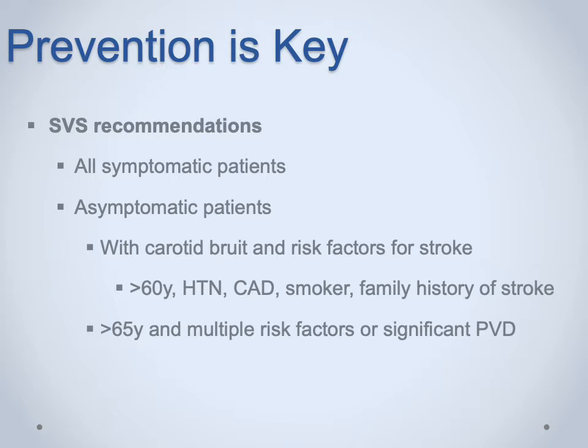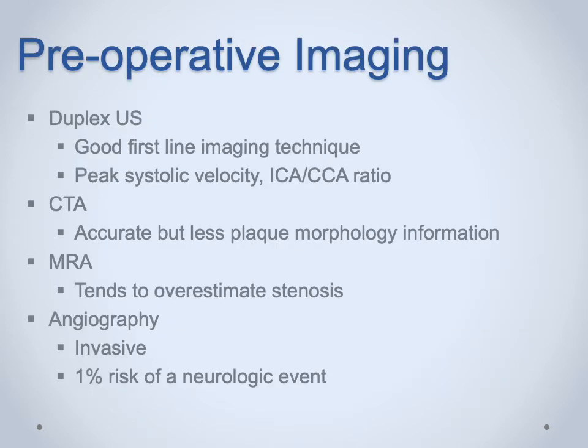So when we decide to intervene on a carotid, it's important we get excellent preoperative imaging. Duplex ultrasound is the good first-line imaging technique. It is really important because it doesn't provide any ionizing radiation, and we're able to assess the velocities within the common carotid, oftentimes the aortic arch, and the internal carotid artery. When we get a duplex ultrasound, what we're primarily looking for is the ratio of the internal carotid artery to the common carotid artery.